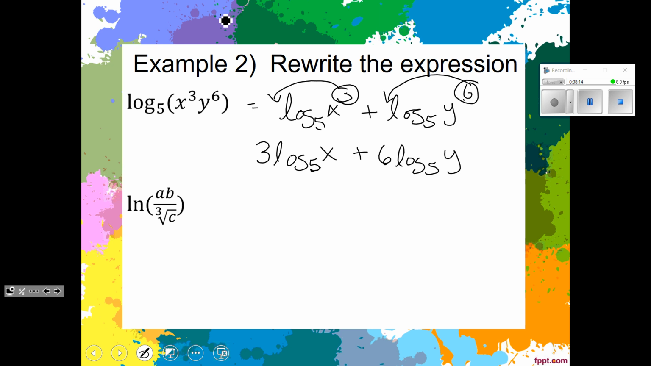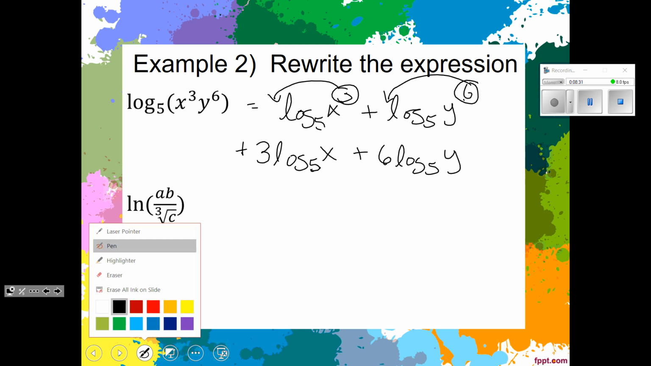It's kind of like we understand this is a positive 3. Yes, we all know that. But we don't say positive 3. Does that make sense? We just say 3. Same thing. We know ln is log base e. We just don't say it. We just say ln. Okay?